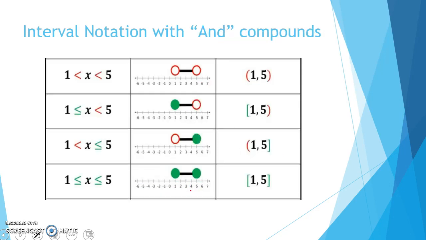Let's take a look at some compound inequality situations, and that's here. All of these go from 1 to 5, but the first example does not include 1 or 5. The second example includes the 1, but not the 5. The third example doesn't include the 1, but does include the 5. And then the fourth example, they're both included, so they're closed circles. These are all AND compound inequalities.